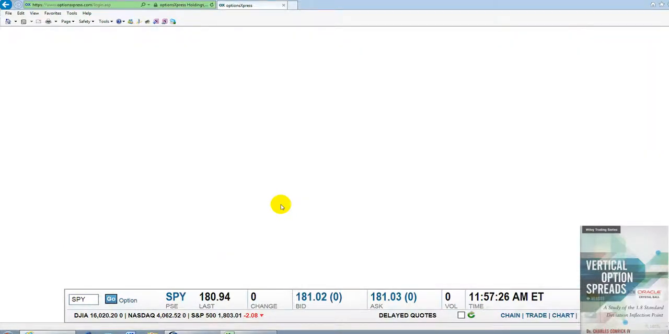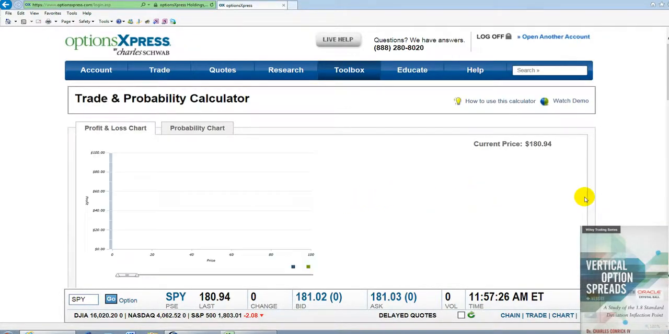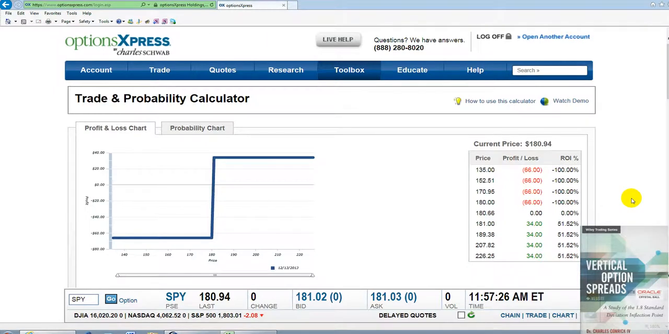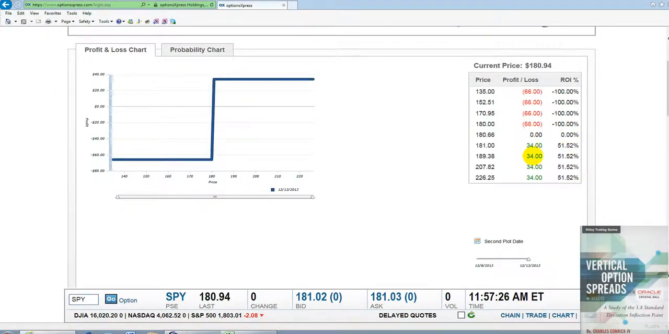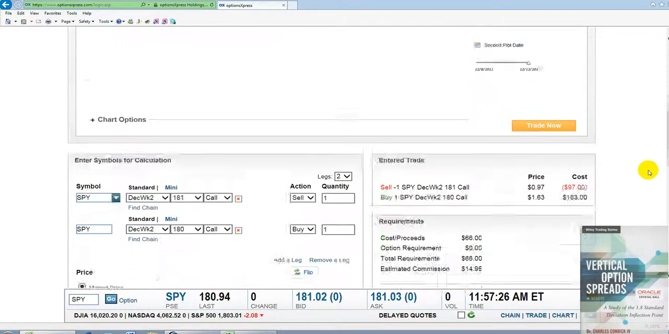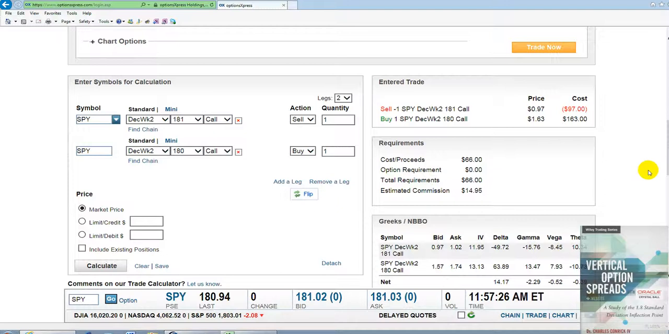So we're going to buy the 180 and sell the 181. And the prices should just flip on us, and exactly that's what happens. This is a bull call spread, believing that we think the SPY is going to go up during the week. It's going to be a debit spread. It's going to cost us $1.63 to buy the 180, and we're going to finance that with a 97-cent sale of a 181 call.